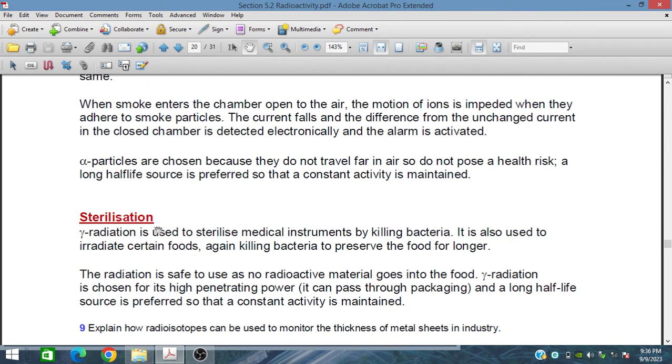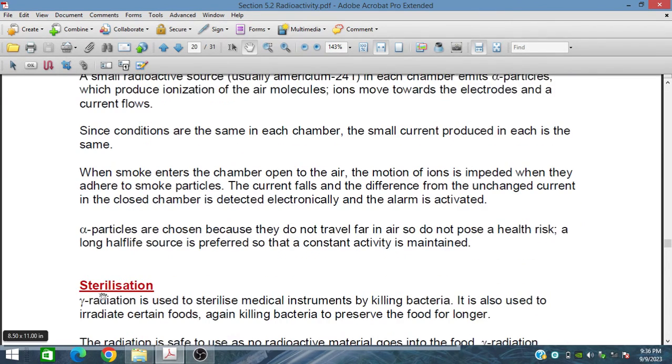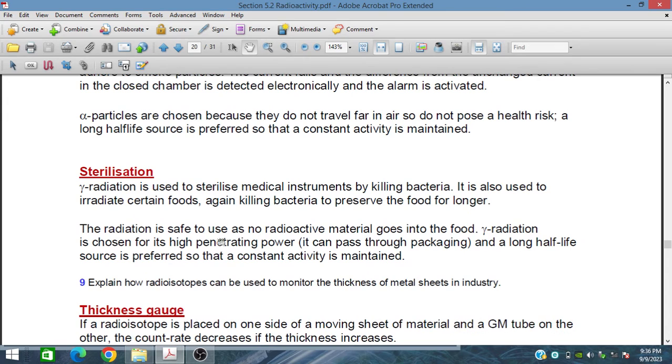In the sterilization process, gamma radiation is used. For a smoke detector, alpha radiation is used. For the sterilization process, gamma radiation is used to sterilize medical instruments by killing bacteria. This gamma radiation basically kills the bacteria. It is also used to irradiate certain foods. The gamma radiation is applied to the food, again killing bacteria to preserve the food for a longer duration. This is safe to use as no radioactive material goes into the food.